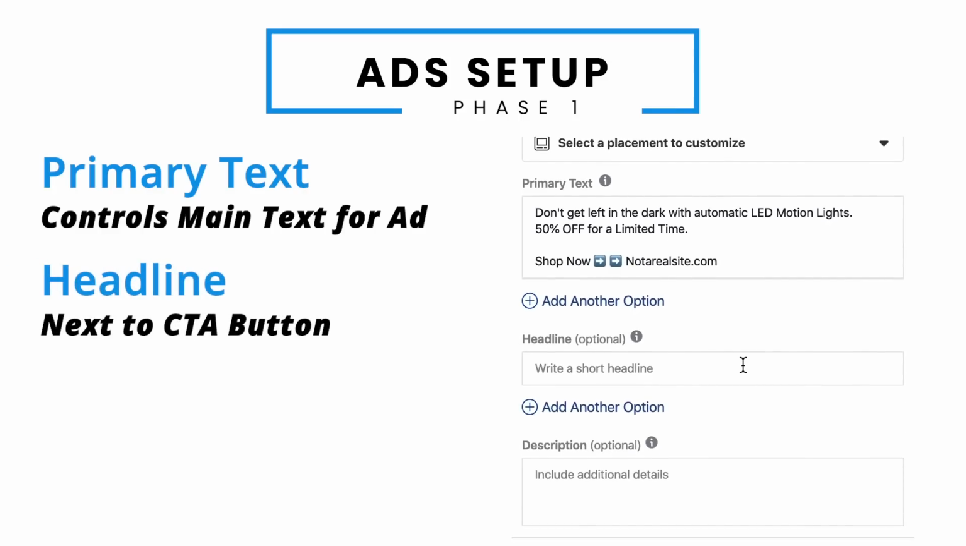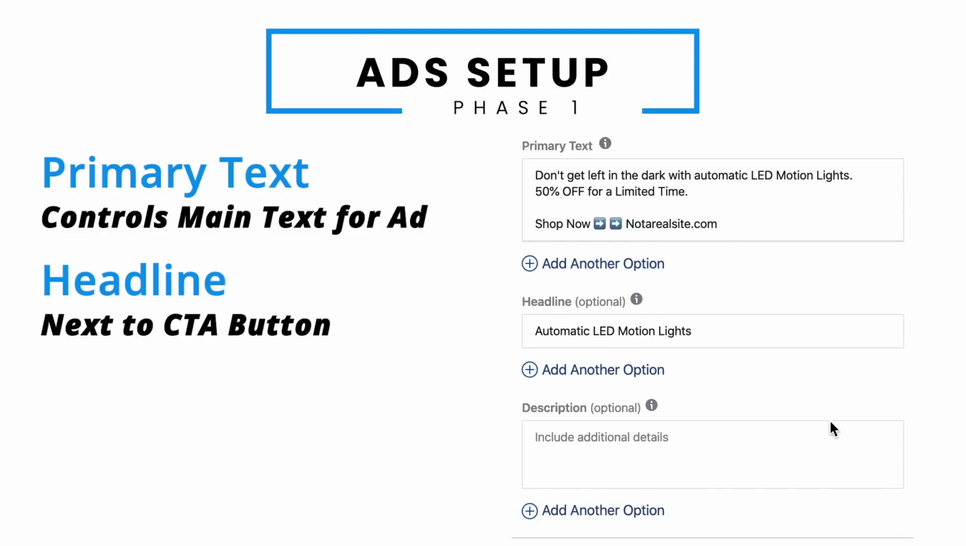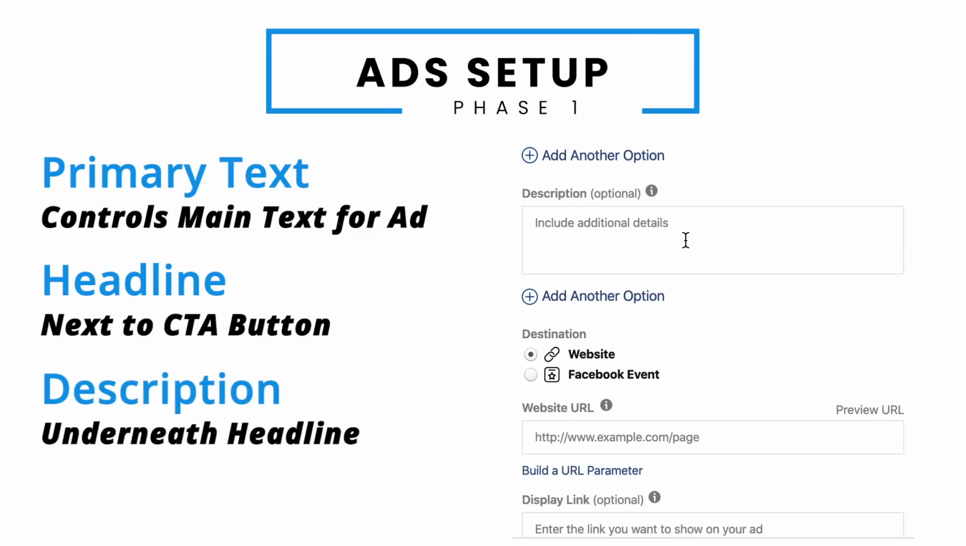Once you have the primary text filled out, add a headline. The headline will be the bolded text displayed next to the call to action button at the bottom of your ad. You can also get creative with this, but our basic format usually involves just using the name of our product. In this case, just automatic LED motion lights. Once you have a headline, add a description. This will be displayed underneath the headline and will only be shown on certain placements like Facebook newsfeed, so it's actually not the most important thing, but it's still something you should think about a bit. Our basic format usually tries to reinforce a sense of scarcity. In this case, we'll go with 50% off, limited time only.